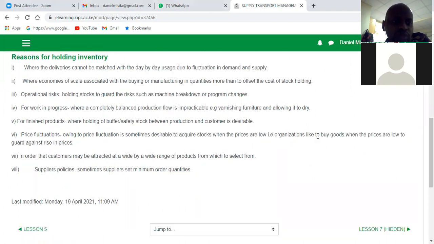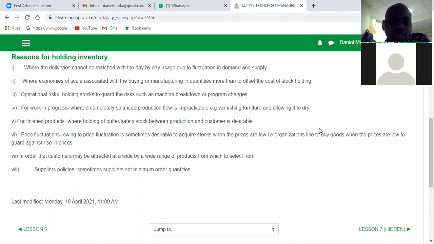Then the other thing is where economies of scale associated with buying or manufacturing in quantity may be more than enough to offset the cost of holding stock. So some people decide to hold inventory so that they can benefit from economies of scale as a result of bulk buying. Then the other one is operational risks, holding stock to guard against the risks of machine breakdown. Sometimes machines normally break down because of maybe issues of maintenance. So it is always important for the organization to keep stock so that in the event the machines break down, you are able to operate more efficiently.